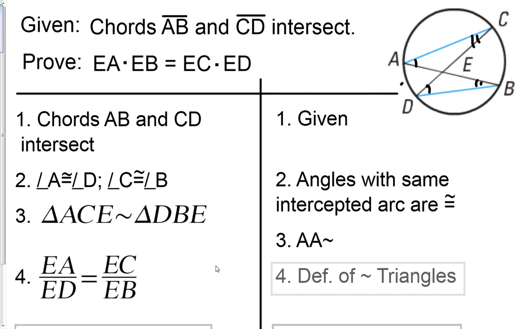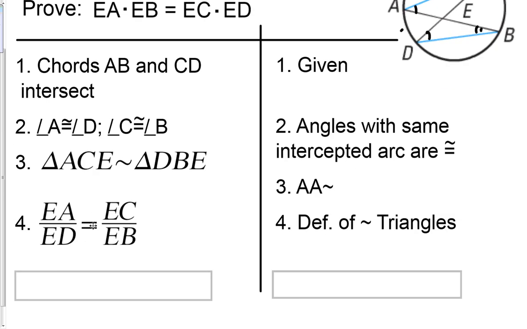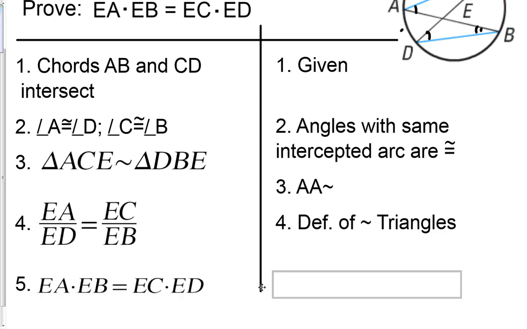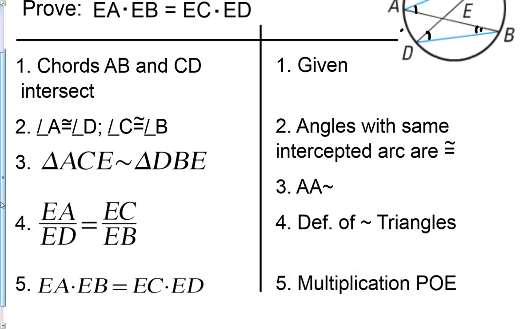Right, so triangle 1 to triangle 2, if we label this 1 and 2. And that is the definition of similar triangles, and then we cross multiply. Or multiplication property of equality, multiplying both sides by the denominator, EB, ED, to get EA times EB. ED would cancel here, and ED would shift to the top, just like cross multiplying. So multiplication property of equality.